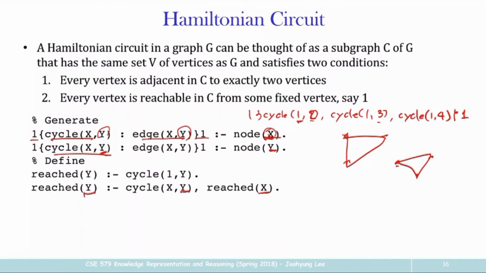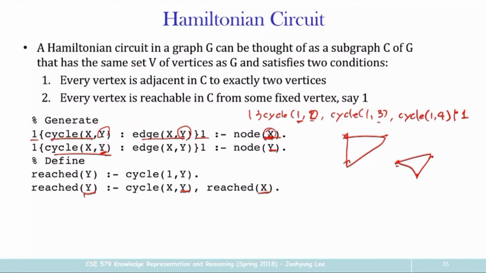Are we together? Yes. We are assuming that we are starting from node 1. Node 1 is just an arbitrary selection. You can choose any node. It does not actually matter, but you have to select one. Here we happen to select 1. It does not matter if you change 1 with other numbers. All right, so that's the part.